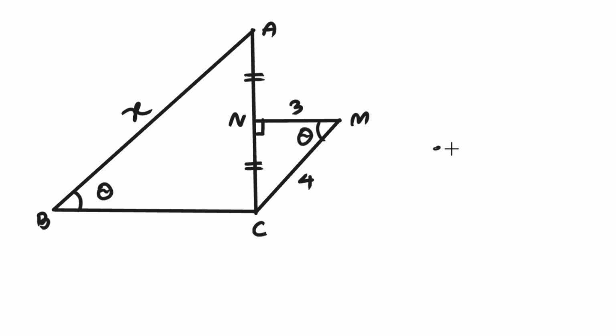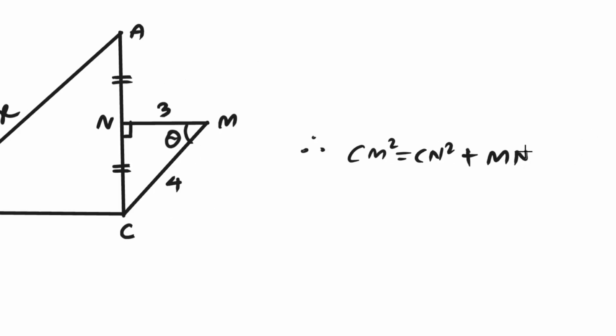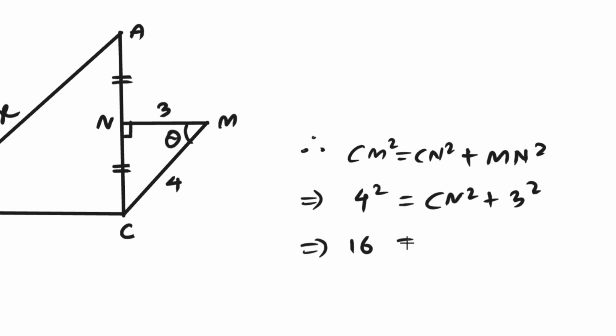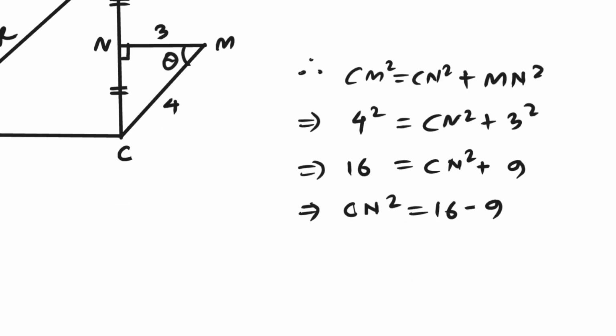So we can write CM squared equals CN squared plus MN squared. Now let's substitute the known values. 4 squared equals CN squared plus 3 squared. 4 squared is 16 and 3 squared is 9. So we get 16 equals CN squared plus 9. Now subtract 9 from both sides to isolate CN squared. That gives us CN squared equals 16 minus 9, which is 7. Taking the positive square root, because a length cannot be negative, we get CN equals the square root of 7.